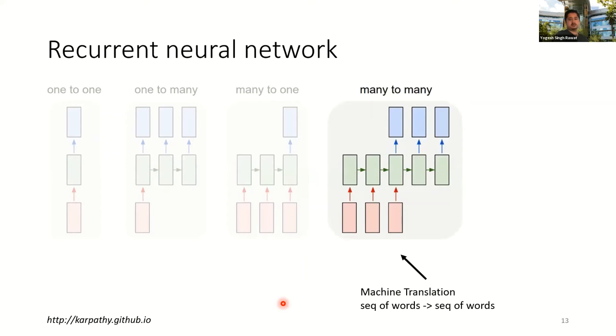Now, the other variant is many-to-many, and it's mostly used in machine translation. What it does is you have, again, multiple inputs, and then you're trying to generate multiple outputs. One good example is when you have to translate one language, let's say English, to any other language. It could be Chinese or anything.